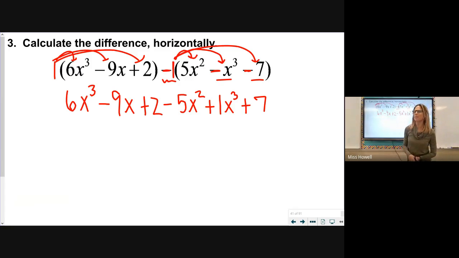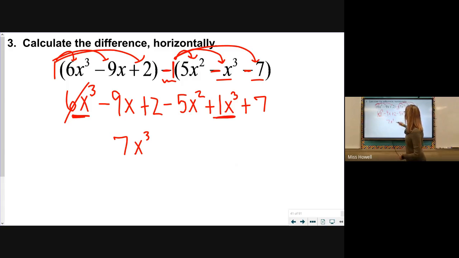So I'm going to skip that optional step and just show you that we could go straight to what our standard form would be. So our highest degree here is an x to the third, right? This would be a cubic. So I'm going to take our 6x to the third and our 1x to the third. We want to start with those first. So 6 plus 1 would give us a total of 7x to the third.